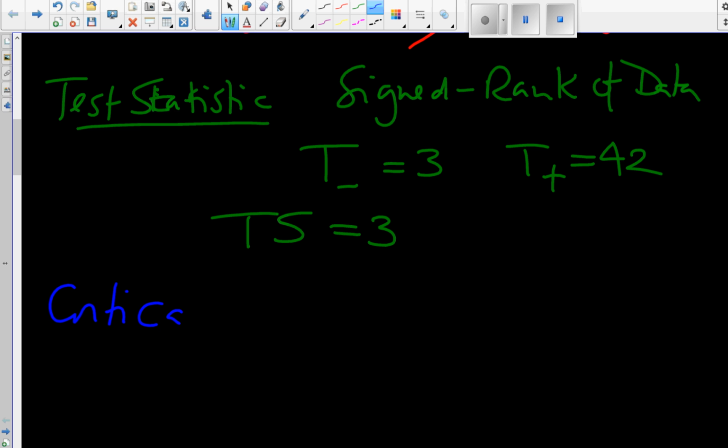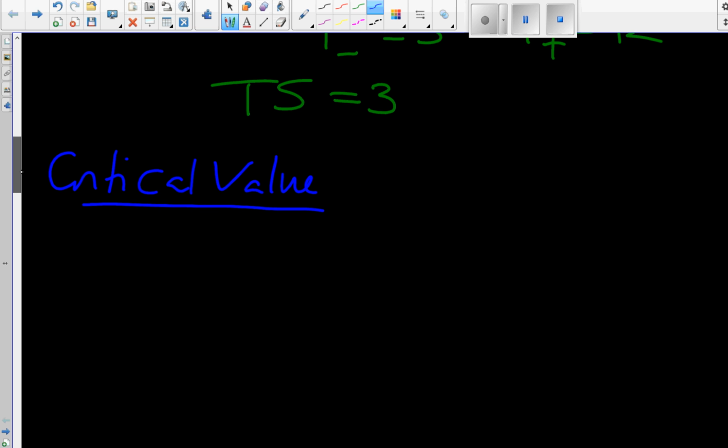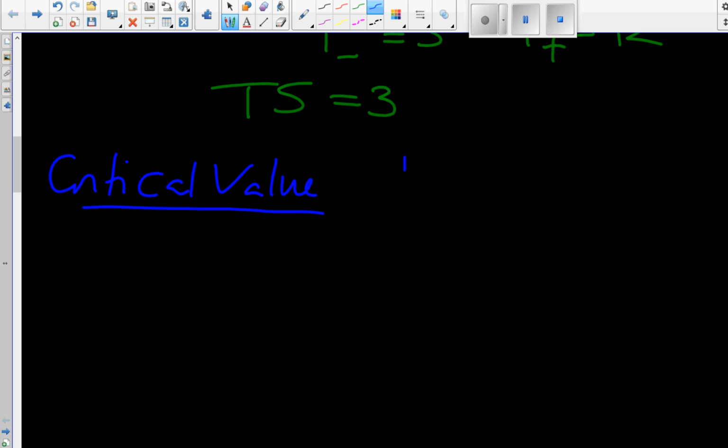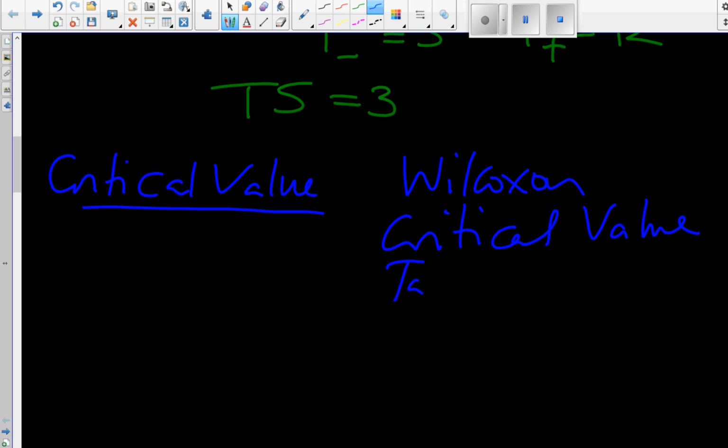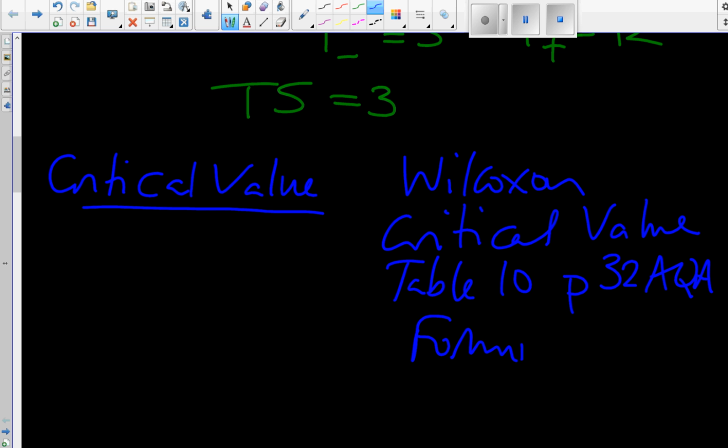Critical value. And we get this from the tables. And this is the Wilcoxon critical value table. And that's table 10, and it's on page 32, AQA formula book. And I've cut and pasted that down below here for us to use.